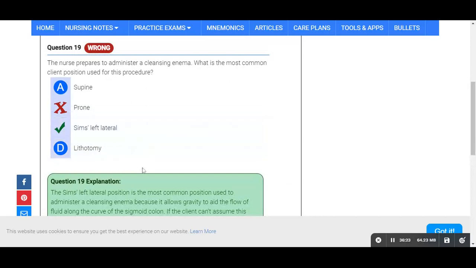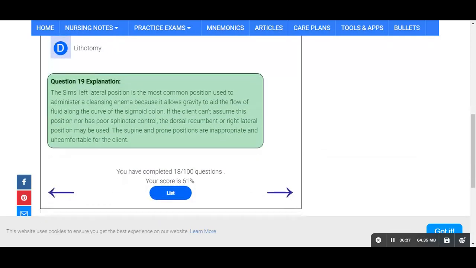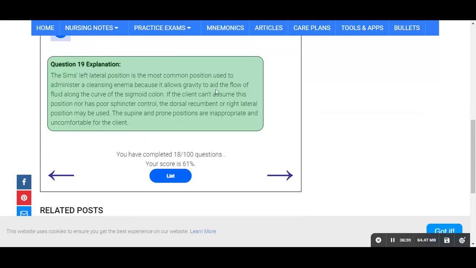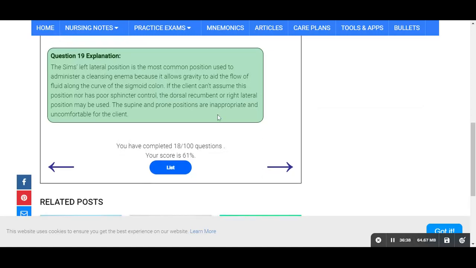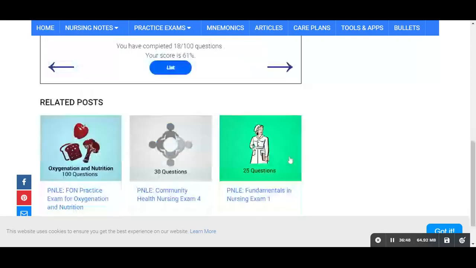It seems left lateral, okay. Because it allows gravity to aid the flow of fluid along the curve of the sigmoid colon. If the client cannot assume this position or has poor sphincter control, the dorsal recumbent or right lateral position may be used. Supine and prone positions are inappropriate and uncomfortable for the client.